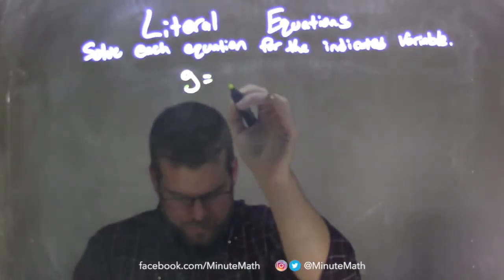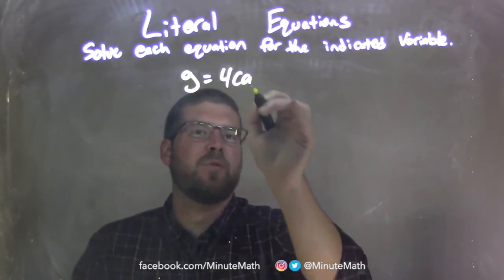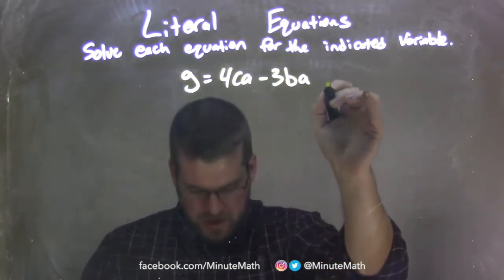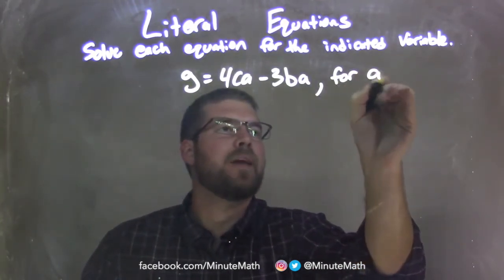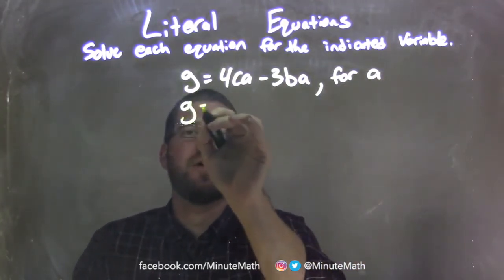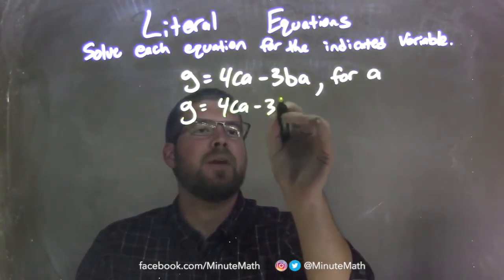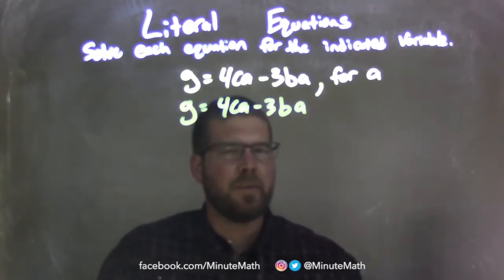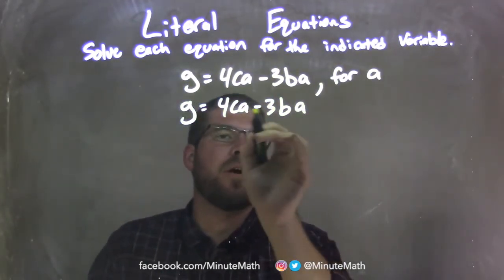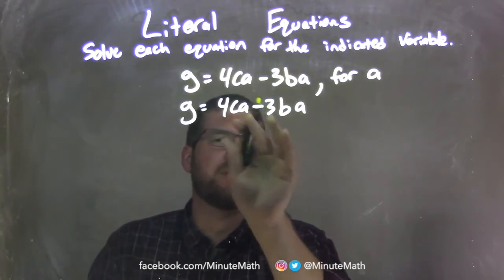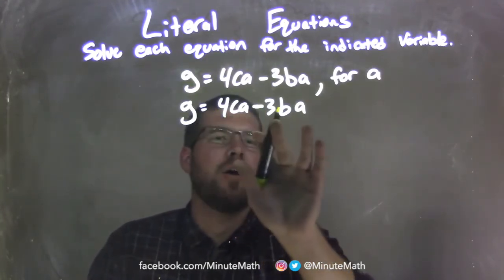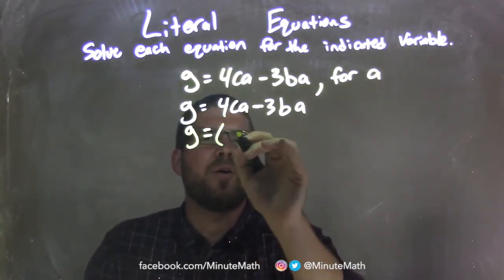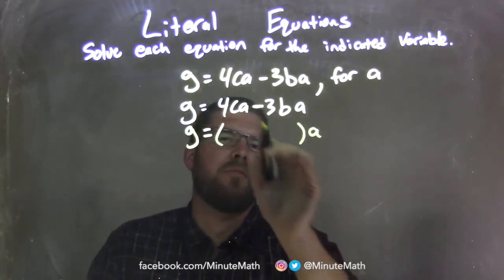G equals 4ca, that's 4 times c times a, minus 3ba, 3 times b times a. And we're going to solve that for a. So I'm going to rewrite my equation here so I have some room: 4ca minus 3ba. What I want to do, and this is fairly quick and simple, is I see there's an a in both parts here, and they're connected by subtraction. So I'm going to take out an a from both parts.